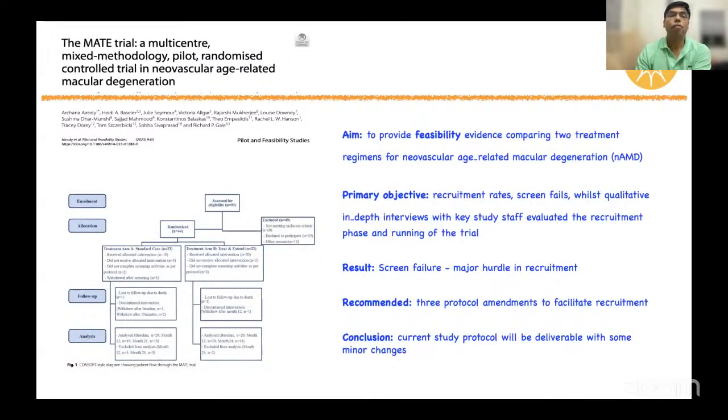This is an example which I found while doing a literature review on pilot studies. It is a pilot study on different regimens that can be used for neovascular age-related macular degeneration. You can see that the aim is to provide feasibility and not to look at the outcome of the treatment. The primary objective is to look at recruitment rates and screen failures. So these are the things that the pilot study is looking at, and not hypothesis testing. The result was that screen failure can be a major hurdle in recruitment, and the study recommended three protocol amendments to facilitate recruitment. The conclusion was that the current study protocol is deliverable on a larger scale with some minor changes. So this is how a pilot study is usually reported.